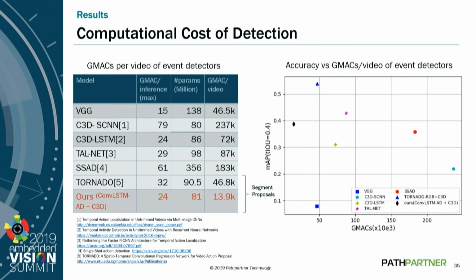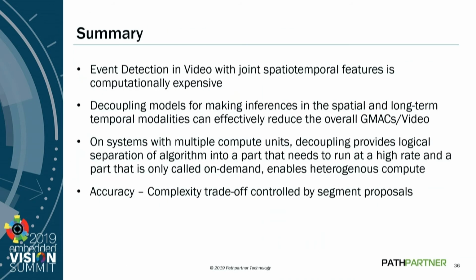So this is what the overall landscape looks like now. In this graph, the black diamond shows the performance of our model versus the rest of the literature. The comparison point is against TALNet again, the temporal action localization net, against which we are able to retain almost the same amount of accuracy, but reduce the number of gigamacs by about a factor of 6. It's almost 1/6.